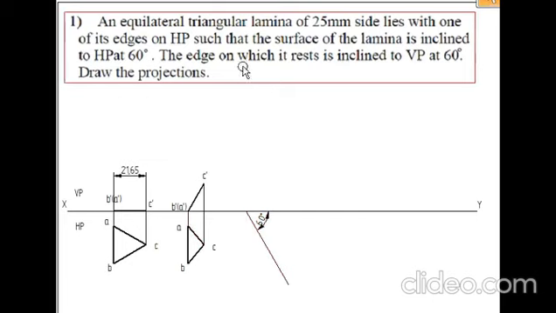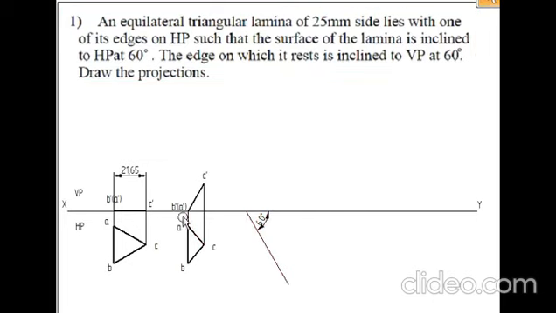Because the edge on which it rests is inclined to VP at 60 degrees. So which is the edge that is resting? AB edge is the one which is inclined with respect to VP at 60 degrees. So this edge should be represented at an angle of 60 degrees. So whatever the view is here, that will be placed here. For manual drawing, I will take one reference point somewhere here and draw the line. So that line will be of this length.